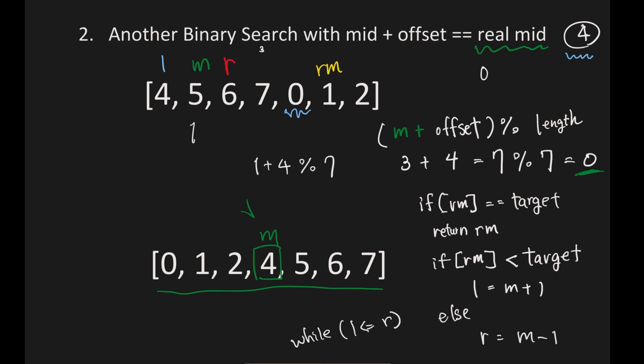And the value there is greater than the target number we're looking for. So again, we're going to move the right pointer to m minus 1 here. And the midpoint will be here, and the offset is 4, so the real midpoint will be 0, 1, 2, 3, 4. And we found the target number, so we can just return the index, in this case index 4.